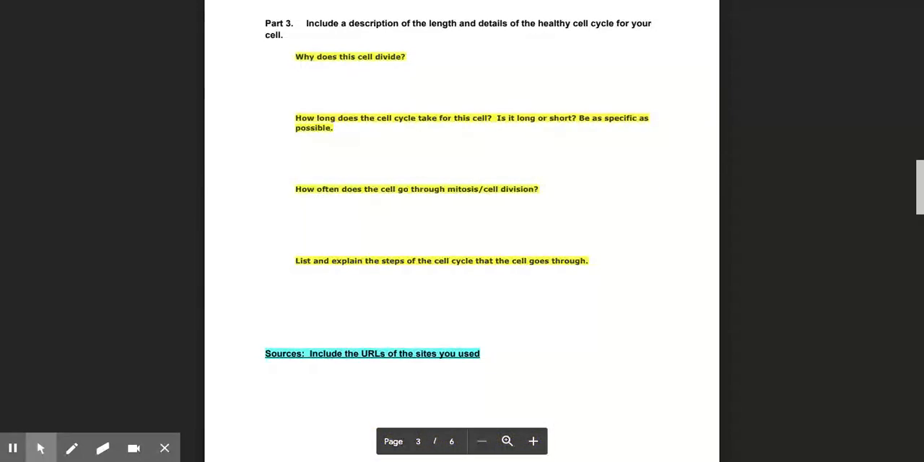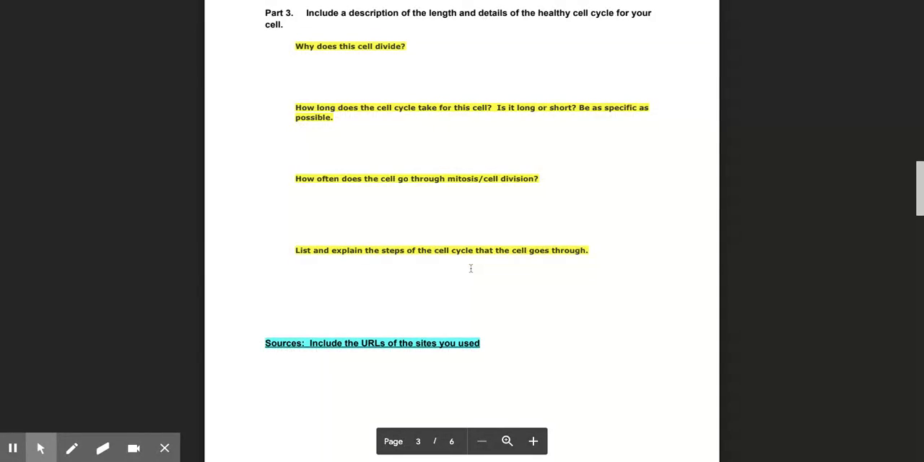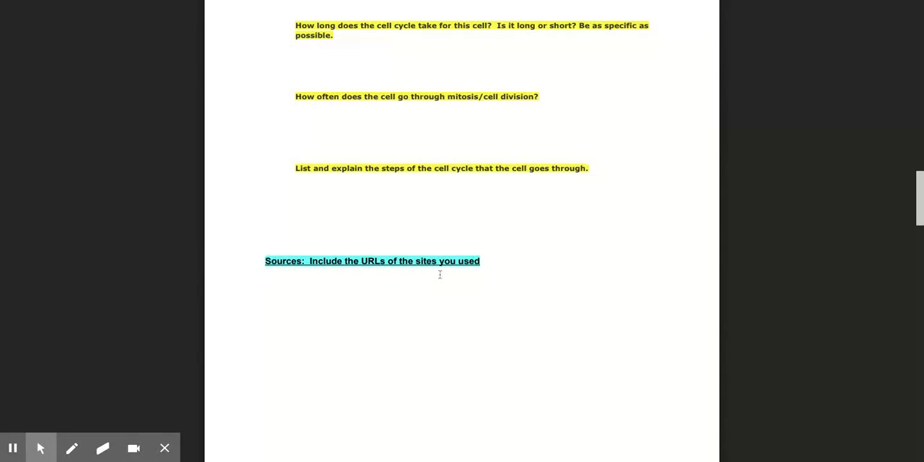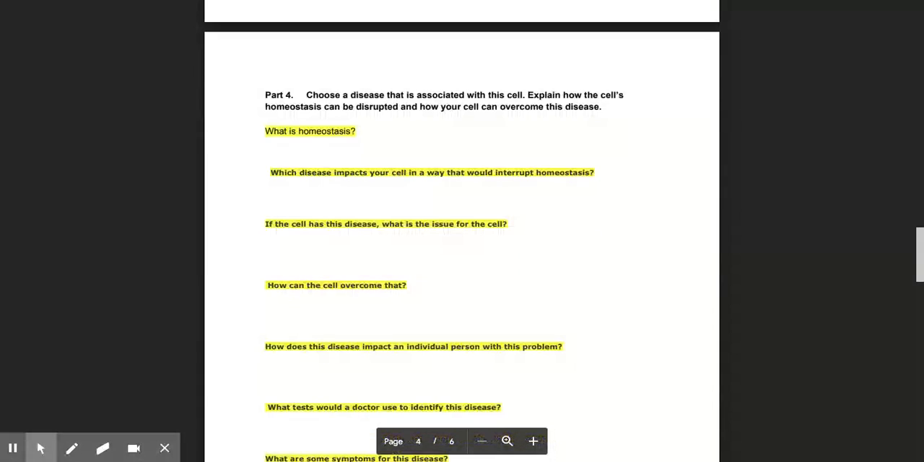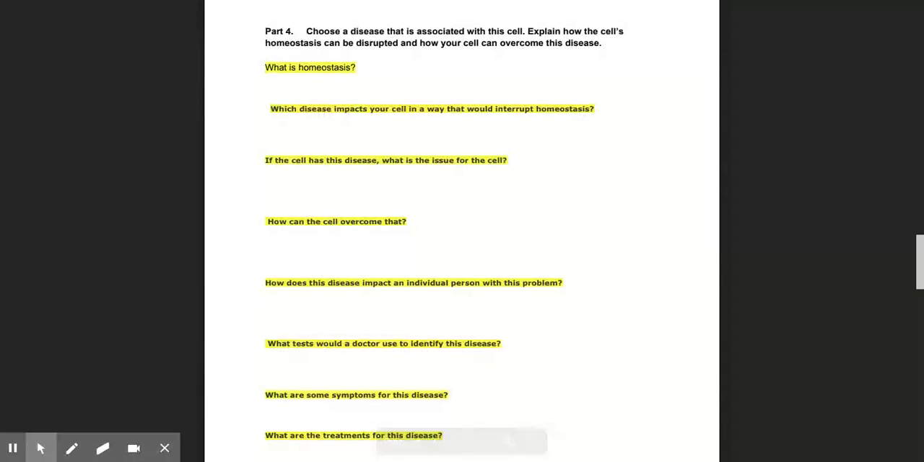In part 3, you want to detail the cell cycle for your particular cell type. Why does the cell divide? For which purpose? Like, why does it make more cells, or doesn't it make new cells? Does it stay in G0, which would be no division? How long does it take, and how often does it occur? And list and explain the steps of the cell cycle. Again, websites are necessary. And in part 4, you're going to choose a disease.